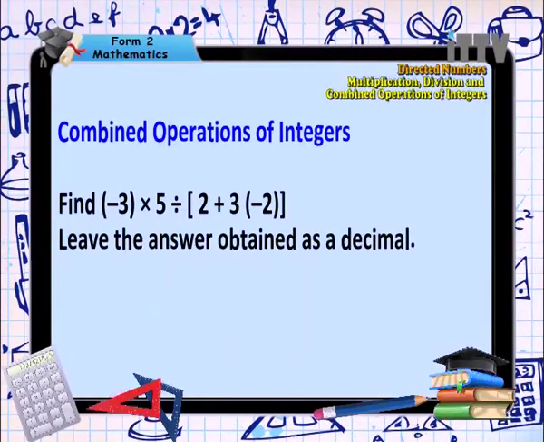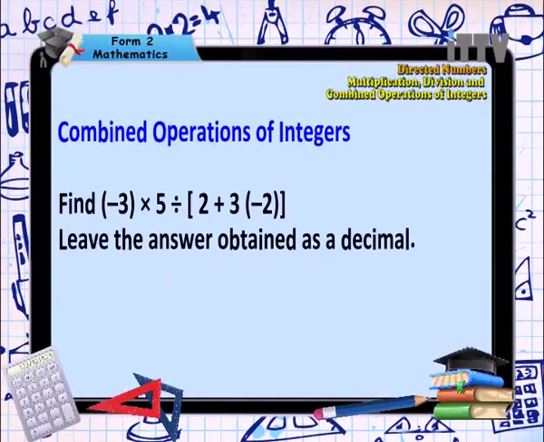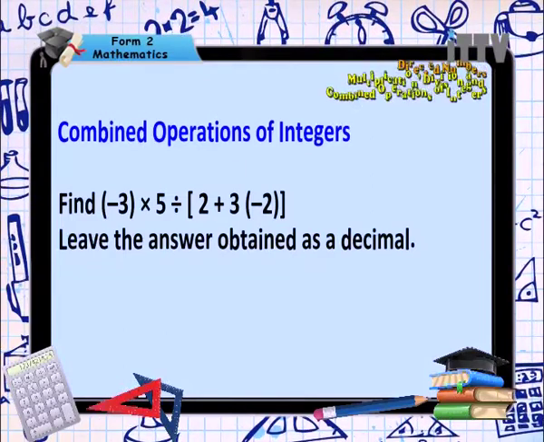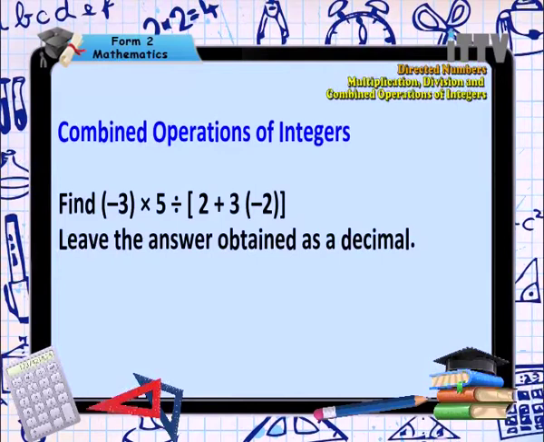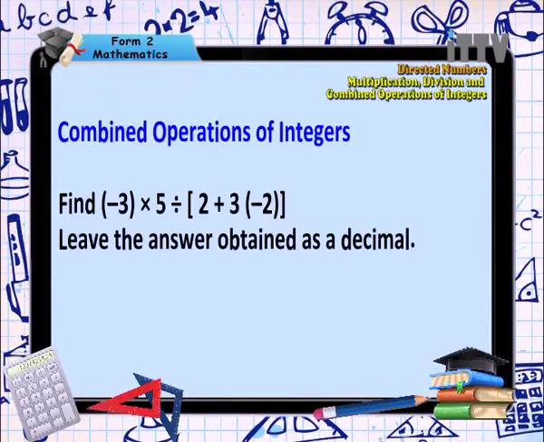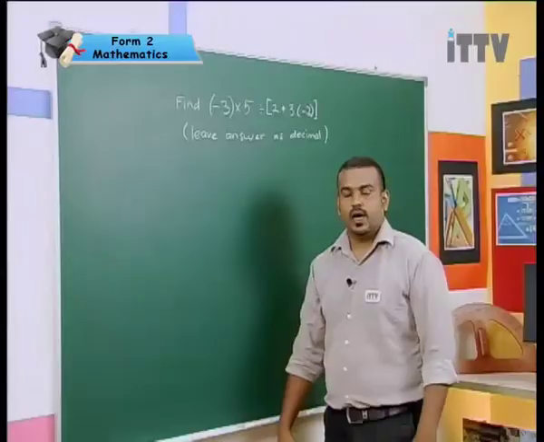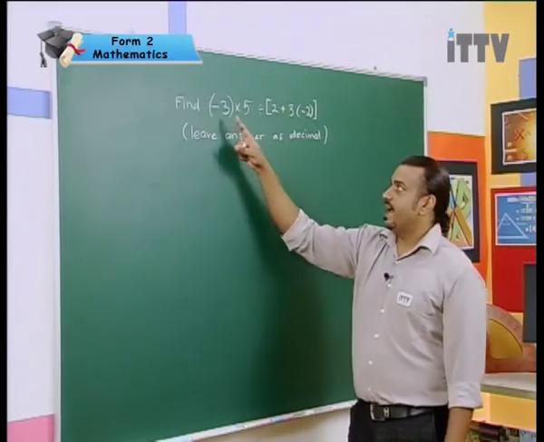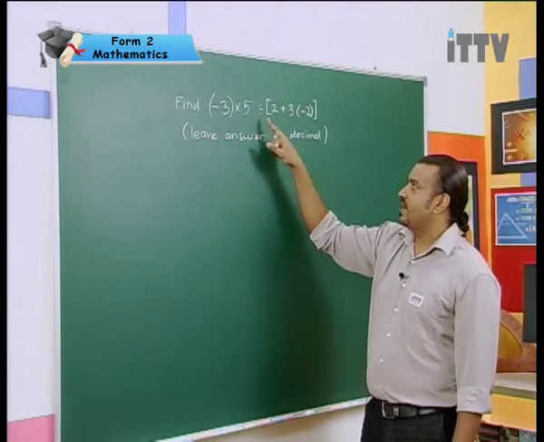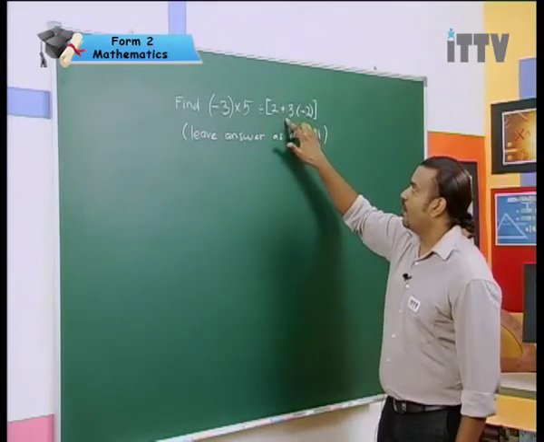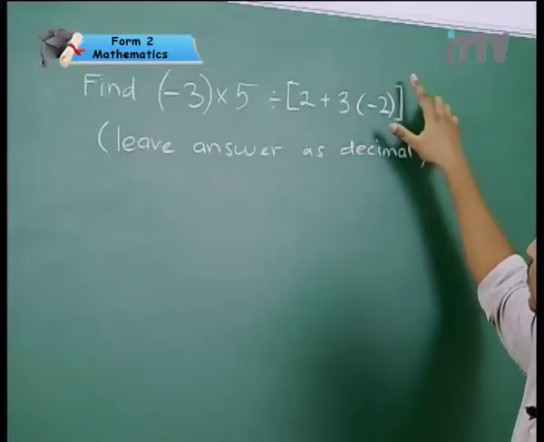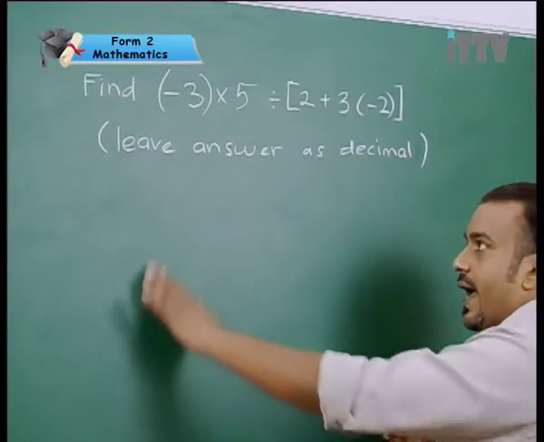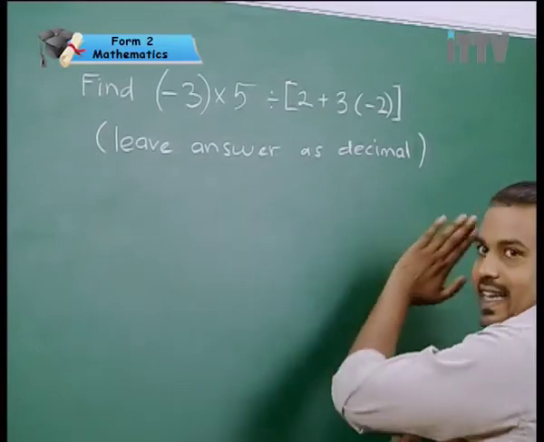Find negative 3 times 5 divided by bracket 2 plus 3 times negative 2, close bracket. Leave the answer as a decimal. Alright students, now we have a challenge ahead of us. Find negative 3 times 5 divided by 2 plus 3 bracket negative 2, the whole thing is in bracket now. Now this is the problem I'm giving you and I want you to leave the answer as a decimal.